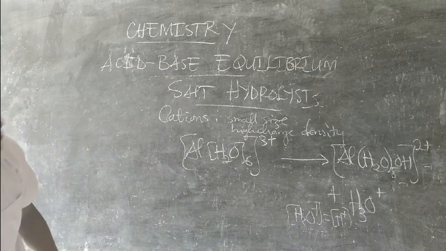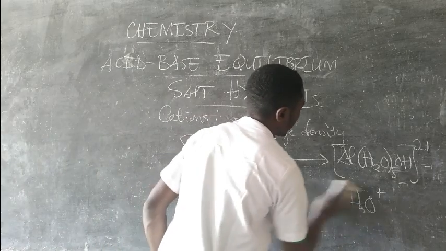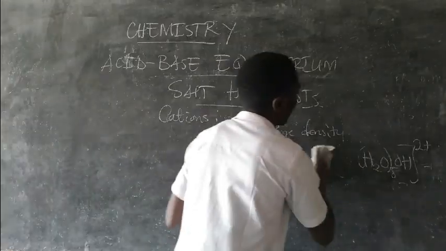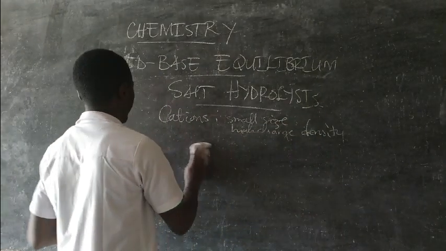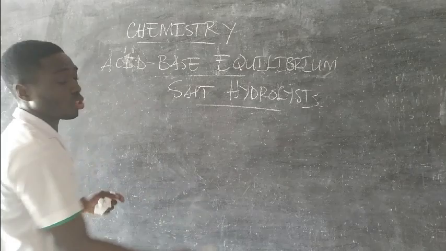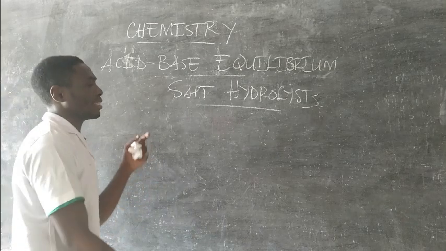Now let's look at the other part. This scenario is also the same for most compounds of transition metals. Most transition metal compounds have solutions that are also acidic.